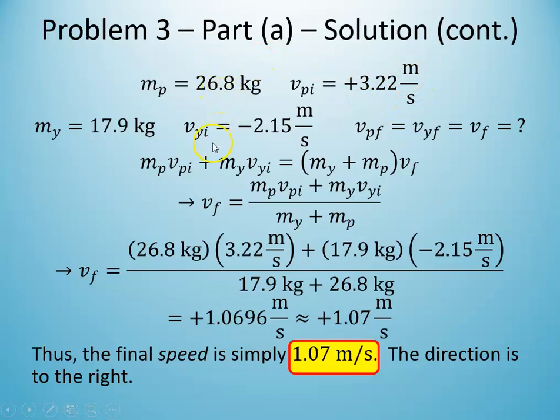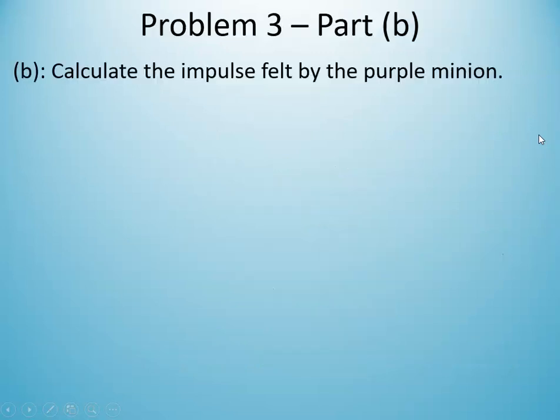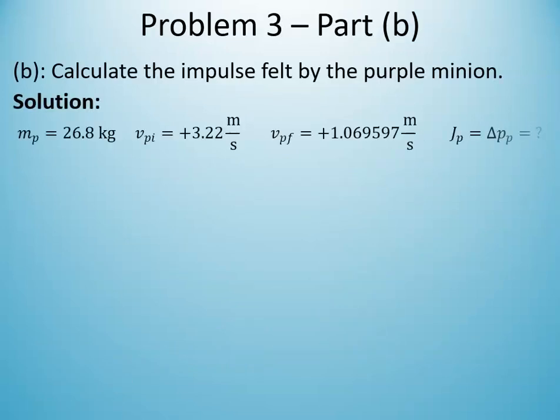Now, if the yellow minion's initial velocity was larger and also moving toward the left, then whether they would end up moving toward the right or to the left would depend on exactly how large the yellow minion's initial velocity was, at least compared with the mass of the purple minion. But in this case, it should make sense that their final velocity would end up being toward the right, as indeed ended up happening.